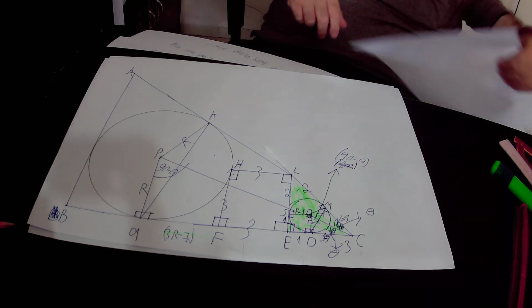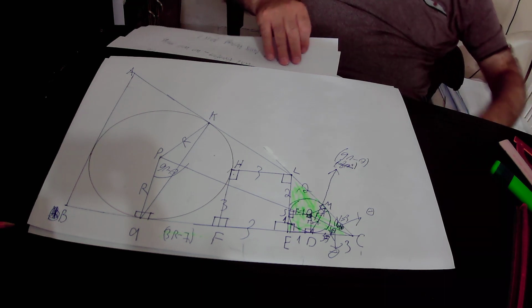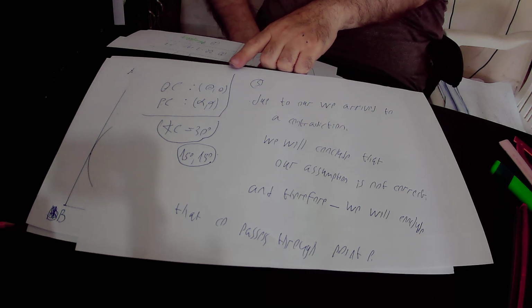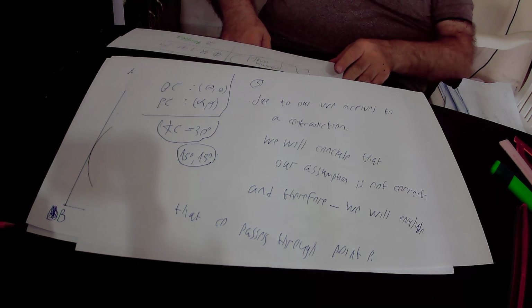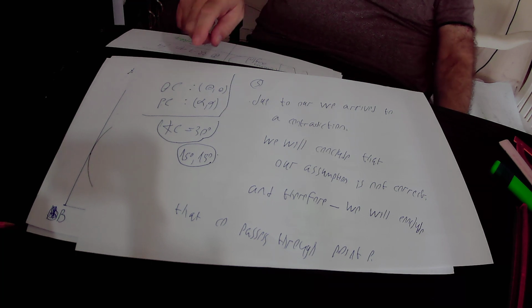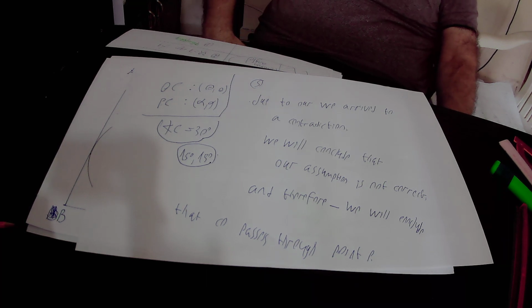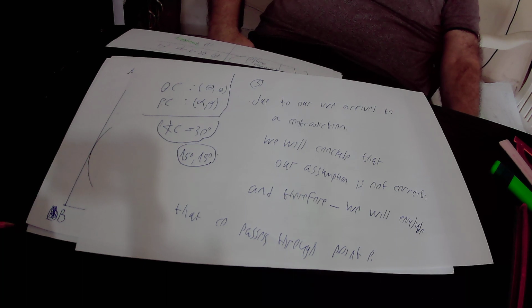That is to say, while angle bisector OC bisects angle C into two halves, each half equal to theta, that is to say theta and theta, angle bisector PC bisects it into two different halves, each half equal to alpha, so it is alpha and alpha. But it is impossible.